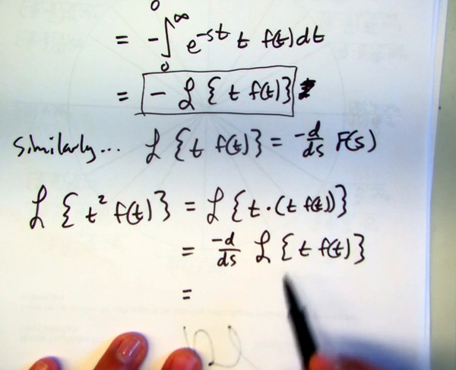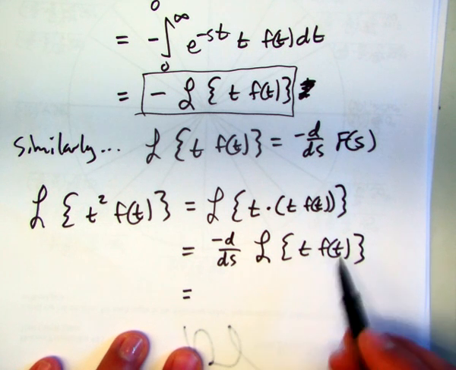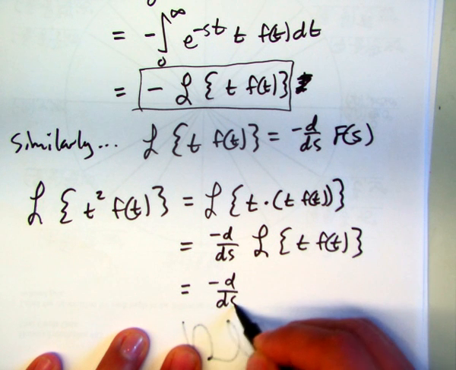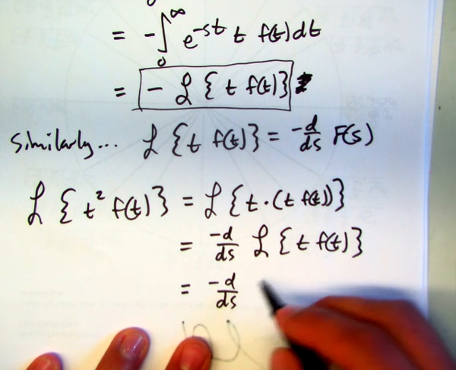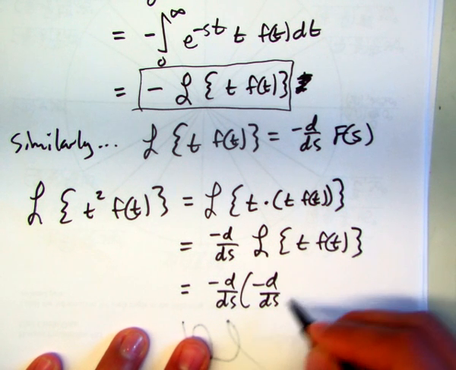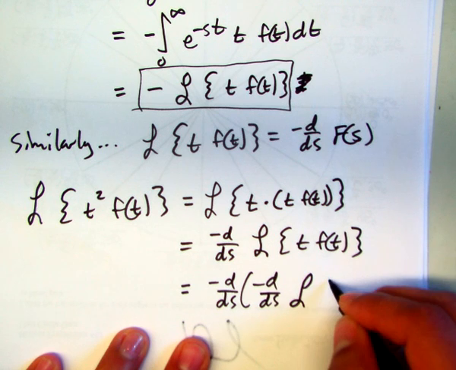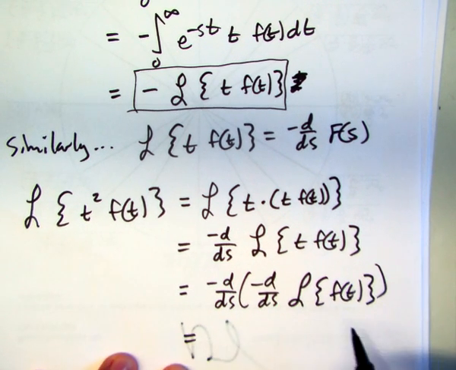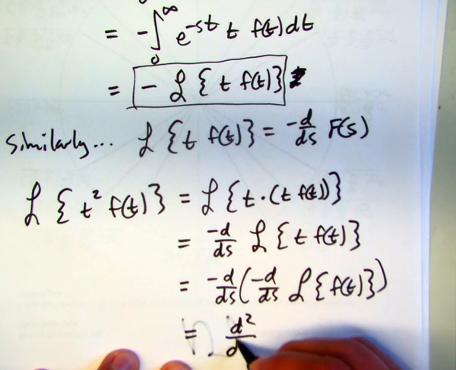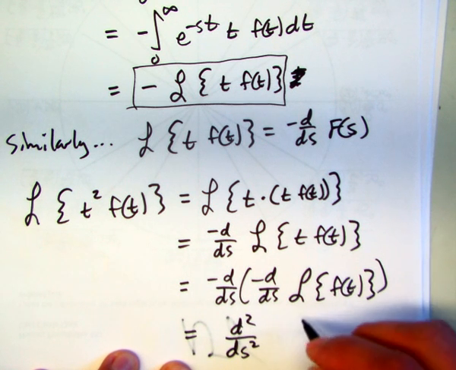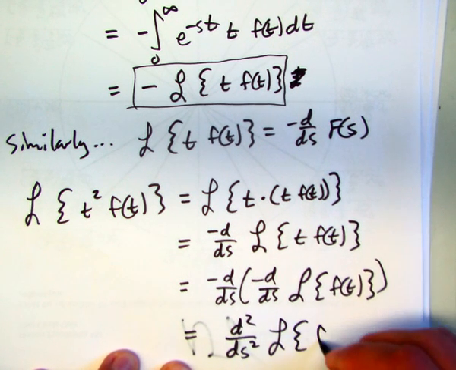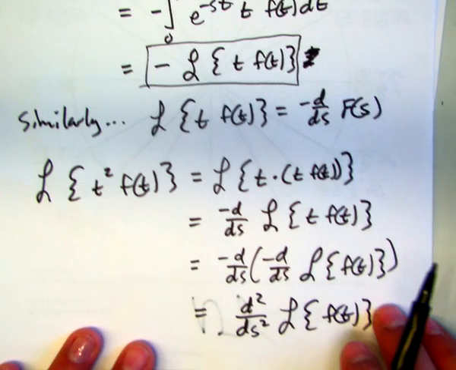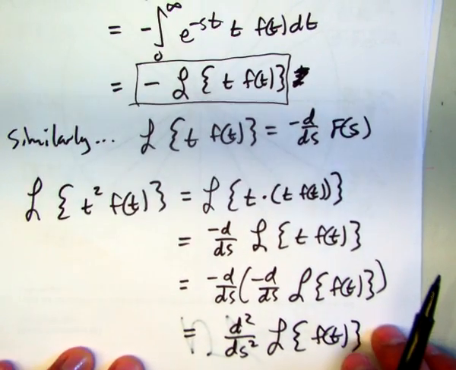And then we can do this again, right? This extra t here means we're going to have the original minus d/ds times another minus d/ds of the transform of just f of t now. So in this case, we just get the second derivative with respect to s of the transform. So one can pretty much use inductive reasoning here to get to the conclusion.